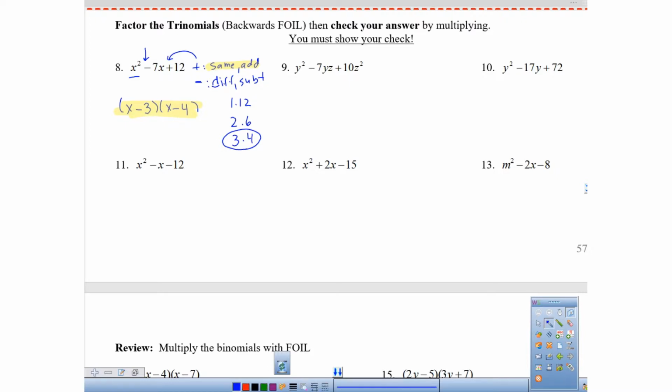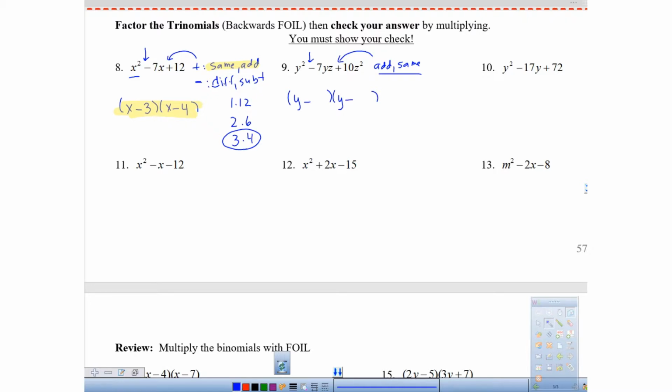Okay, let's do the next one. You've got a plus, so that tells you that you're adding and the signs are the same. So the y to the second splits to a y and a y. Signs are the same. What are they both going to be? Look right there. They're both going to be negative.